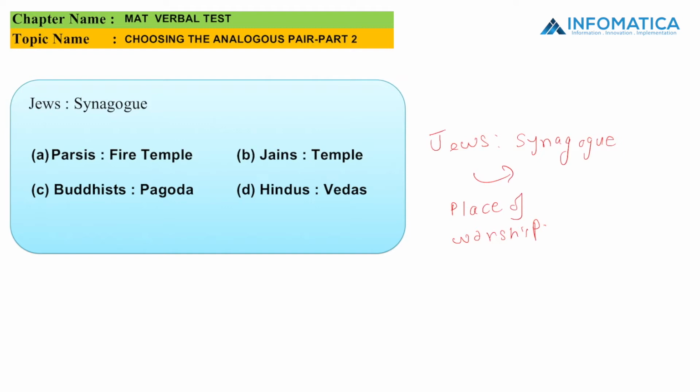Students, from the relationship of places of worship, I can definitely say that option C, which is Buddhist is related to pagoda, is the right answer. Pagoda is the place where the Buddhist people go and pray. Hence, I can say that Buddhist is related to pagoda is the right answer.